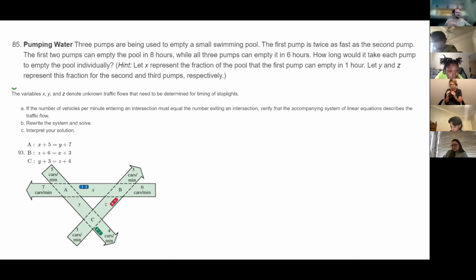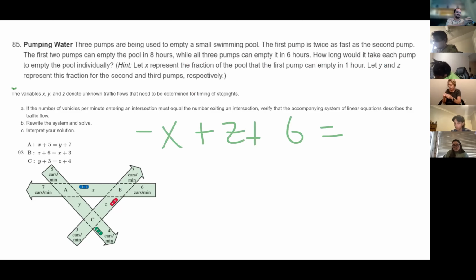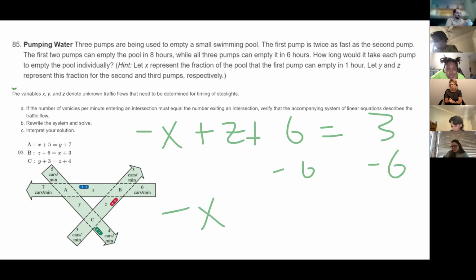Z + 6 = x + 3. What am I moving? The x. So we subtract the x. If we subtract x, we still have a positive z and a positive 6. We subtracted the x. I think I just have 3 over there, and I still need to move the 6 to the other side. That 6, it's a constant with my variables. I got to move it to the other side. So I believe I have a minus x plus z equals minus 3.